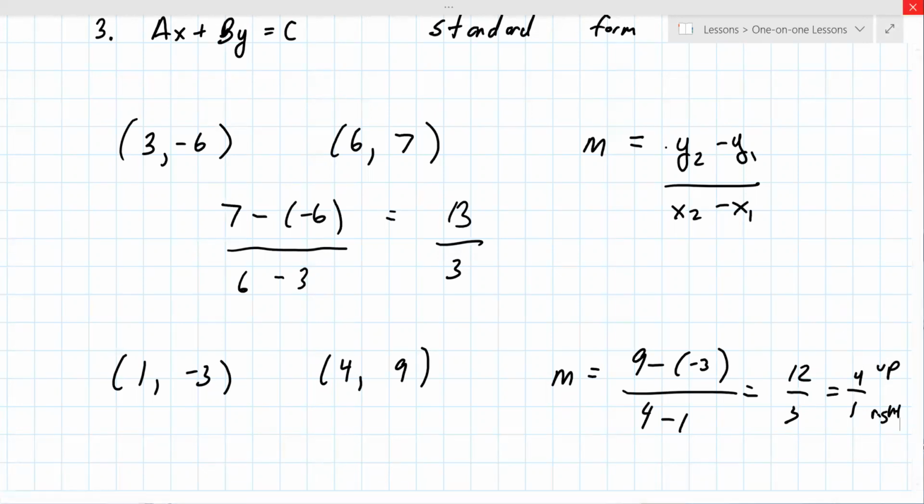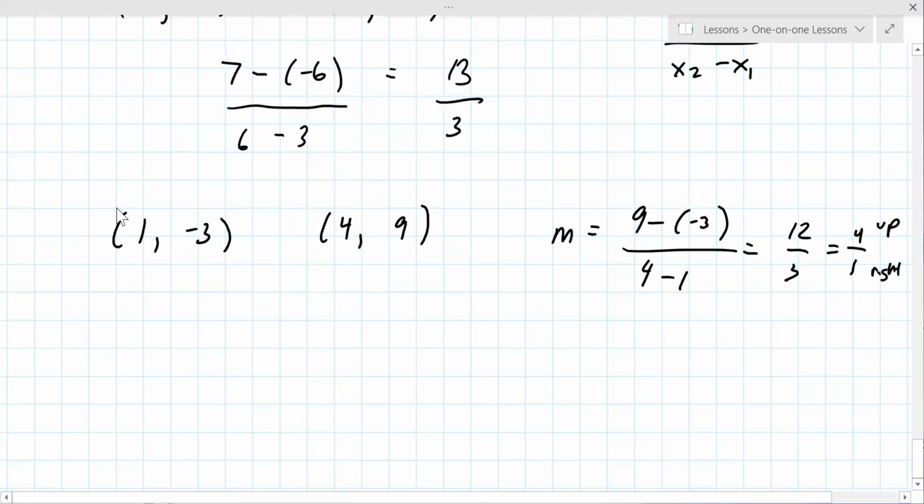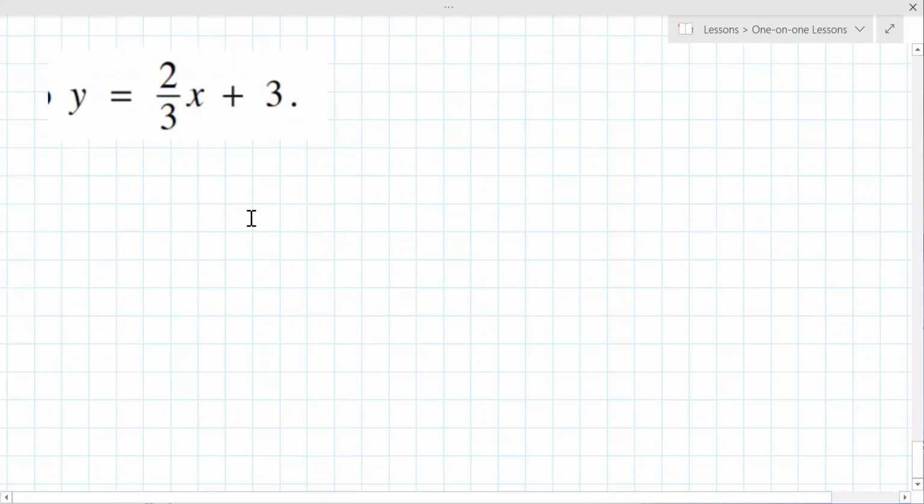Okay, so let's try this. I'm going to grab an equation here and ask you for the slope of this line. So let me snip it in. Here it is. What is the slope of this line? And if you have no idea, just say so. The slope is 2/3. So the slope is the number in front of x, which is 2/3. The b is the y-intercept. It's the other number. What is that?